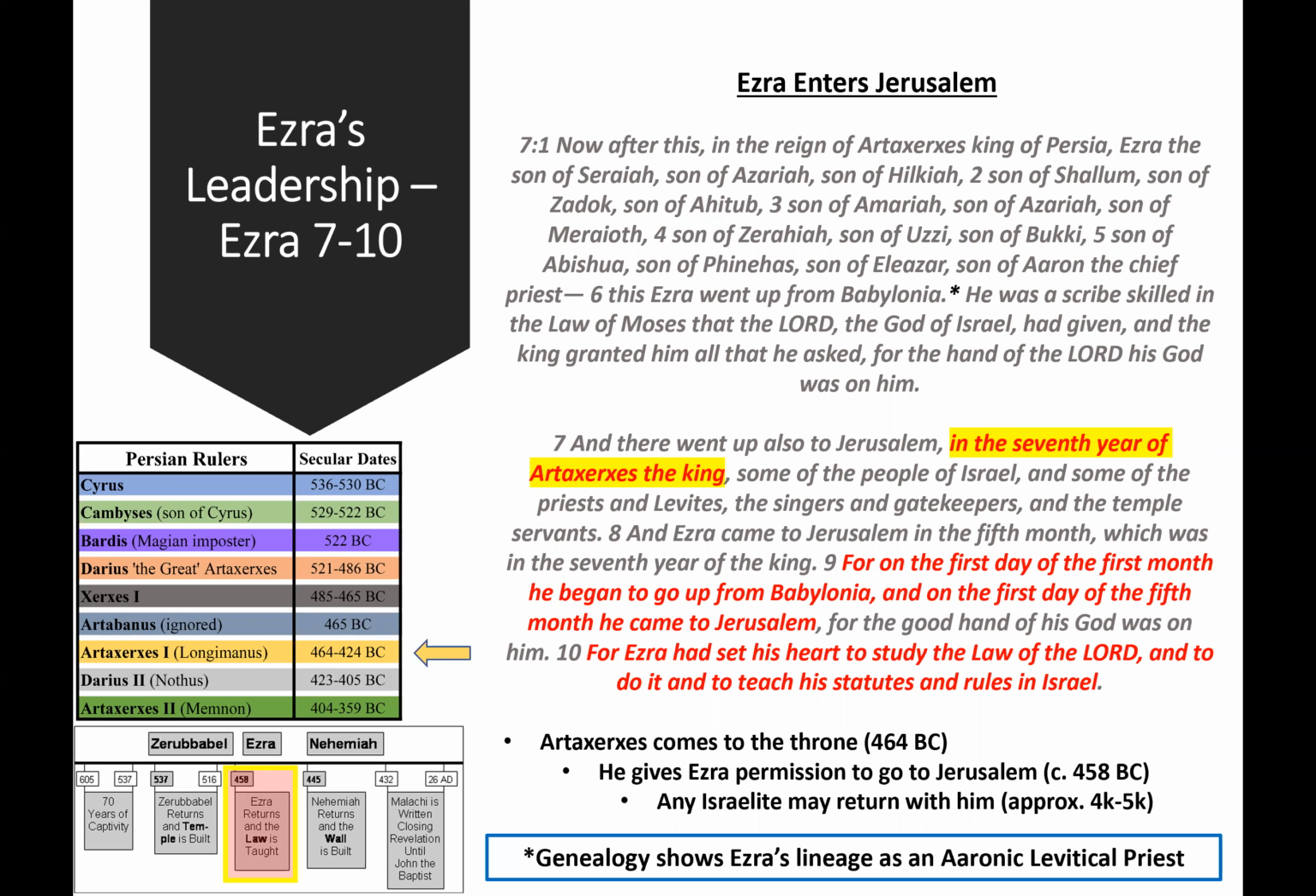So here we have Ezra introduced, and he's introduced with his entire genealogy that runs all the way back up to Aaron. And so this genealogy is simply showing that Ezra's lineage runs back all the way to Aaron, and therefore not only is he a Levitical priest, but he's an Aaronic Levitical priest. He's the Levitical priest in the line of Aaron.